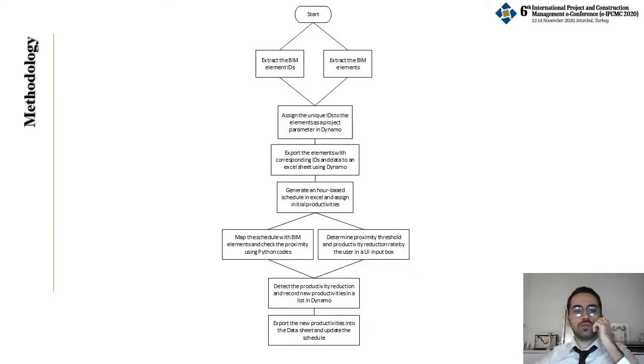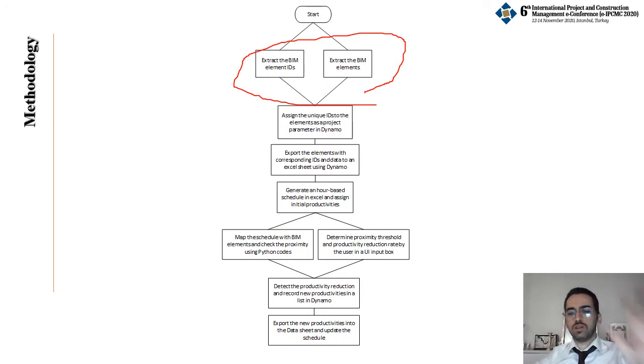You can see the flowchart of the method. It consists of several main parts. In the first part, the BIM elements, their posture data, and quantities are extracted using a visual programming tool called Dynamo. After that, a project parameter is created in order to assign unique IDs into the corresponding model elements to be used for matching schedule and BIM model.